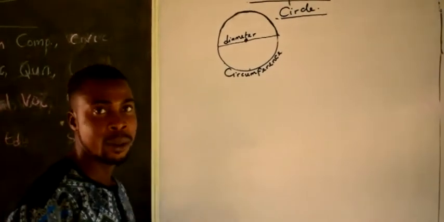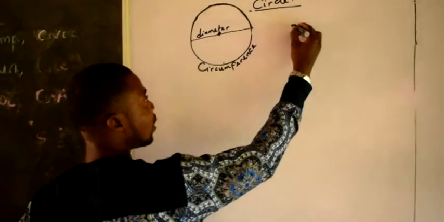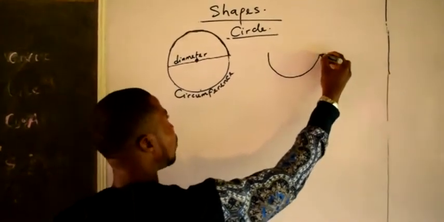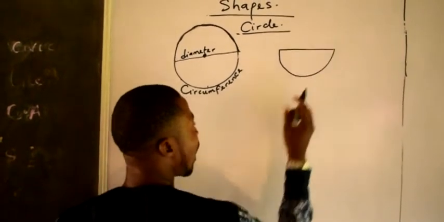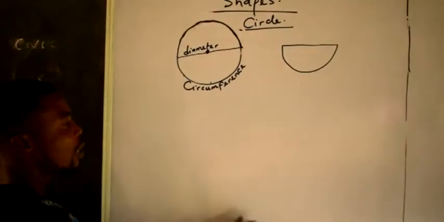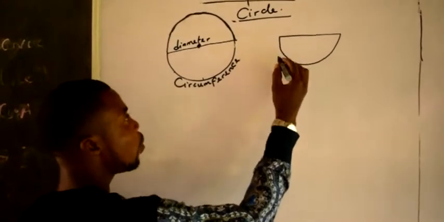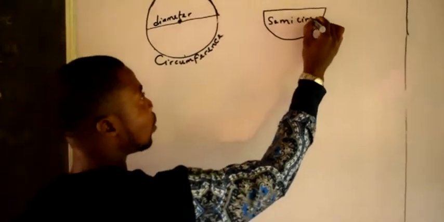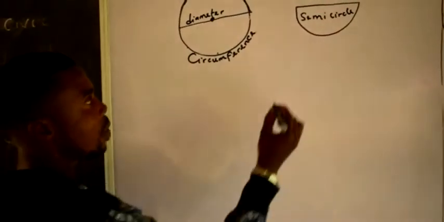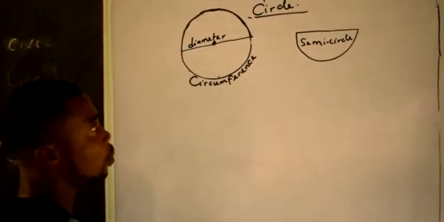It divides the circle into two equal halves. Let me cut the circle into two equal halves. If the circle is cut into two equal halves, the circle is half. We call it a semi-circle. That is half of a circle.